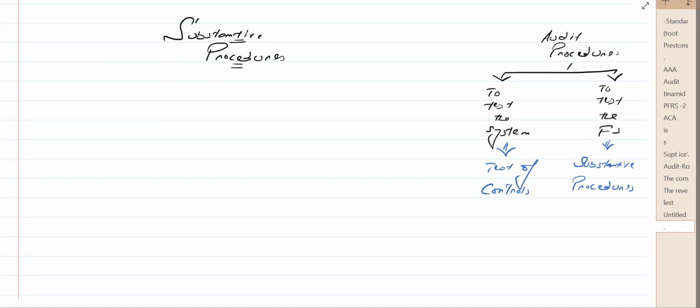So remember this thing, that substantive procedures are the procedures relevant to the financial statements. And when the auditor is applying those procedures, the auditor is testing those assertions. So that means if your procedure does not give any meaning as to which assertion is actually being tested, then you won't earn any marks for it.